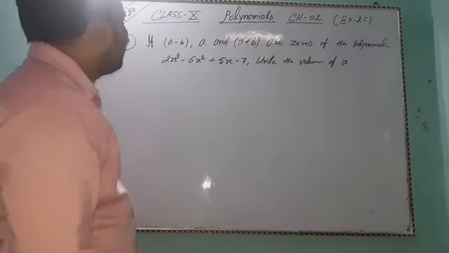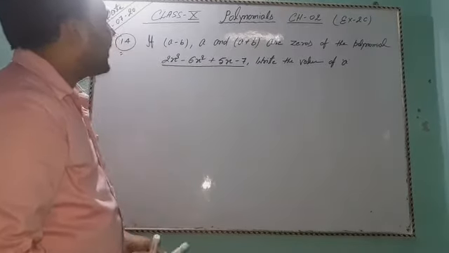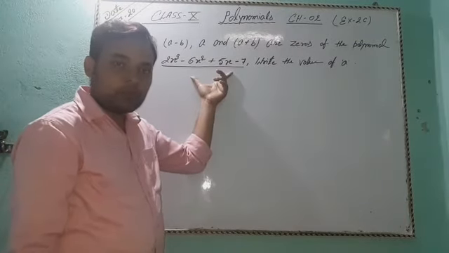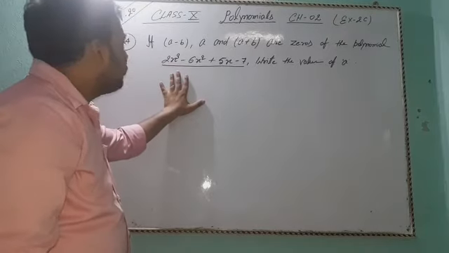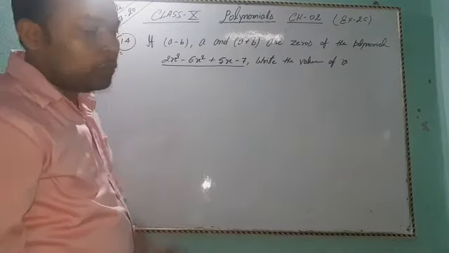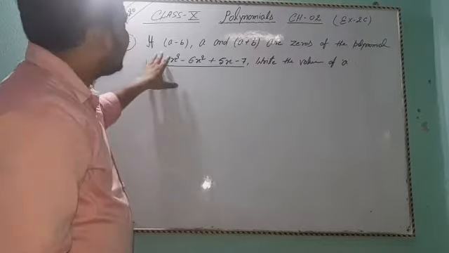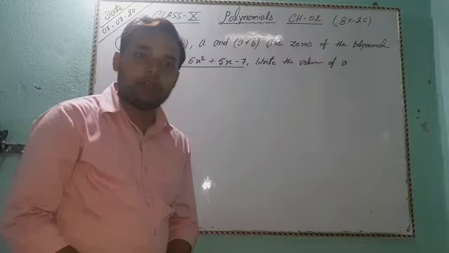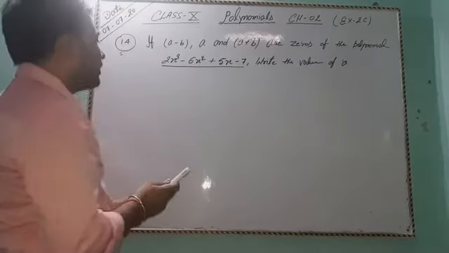So, students, this polynomial 2x cube minus 6x square plus 5x minus 7 is a cubic polynomial, because the maximum power of the variable is 3. The number of zeros of a cubic polynomial is 3, and all zeros are given. First is a minus b, second is a, and third is a plus b. So, write the value of a. Let's start the solution.